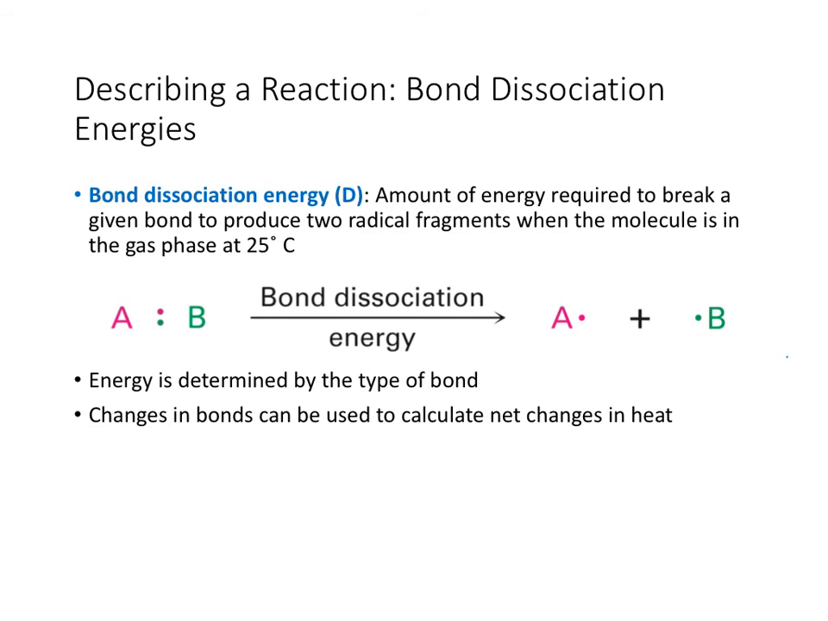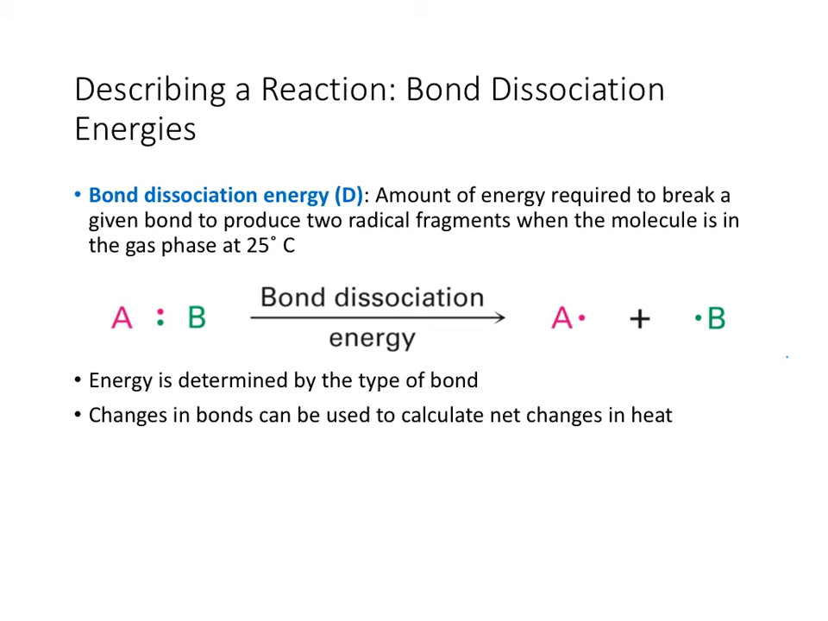You may recall learning about bond association energy in general chemistry. It's the amount of energy required to break a given bond to produce two radical fragments when the molecule is in the gas phase. Energy is determined by the type of bond, and the changes in the bonds can be used to calculate net changes in heat.